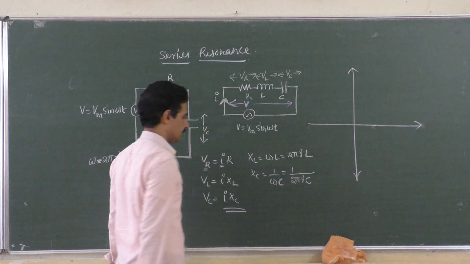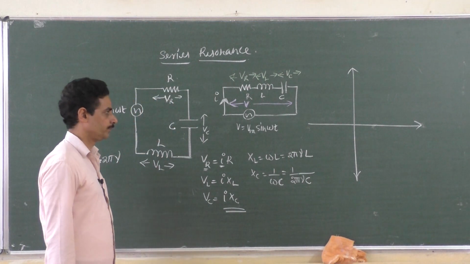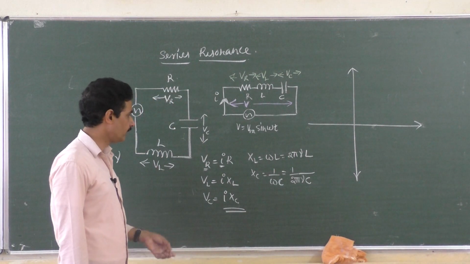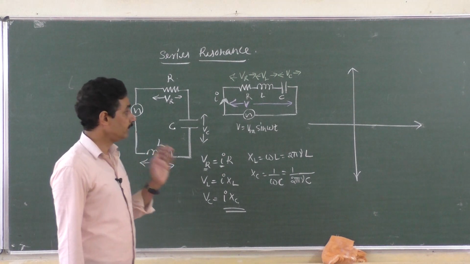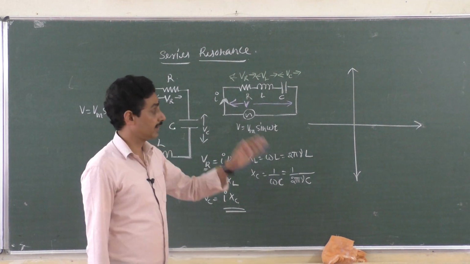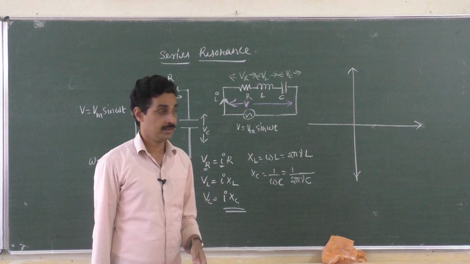These are the inductive and capacitive reactances. Now we will take the help of current. We will write the position of current in the phasor diagram at a particular instant.